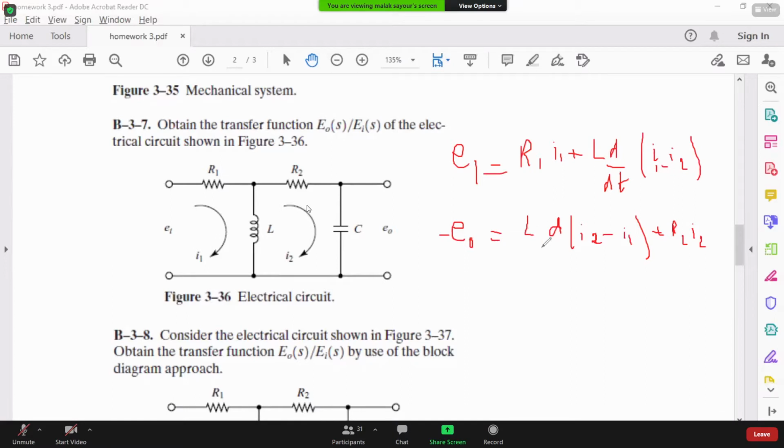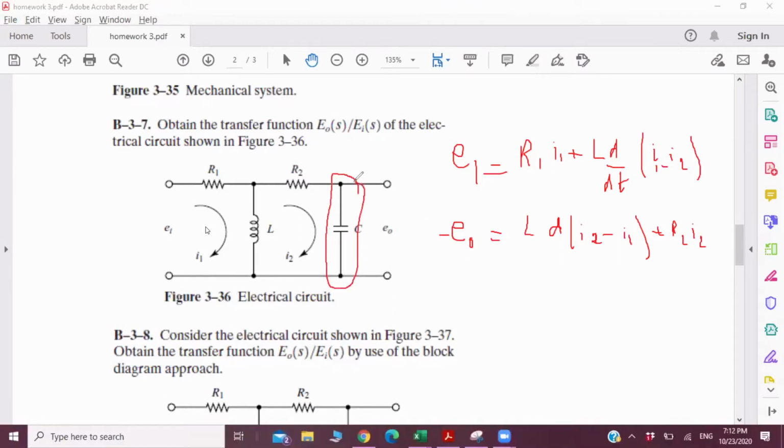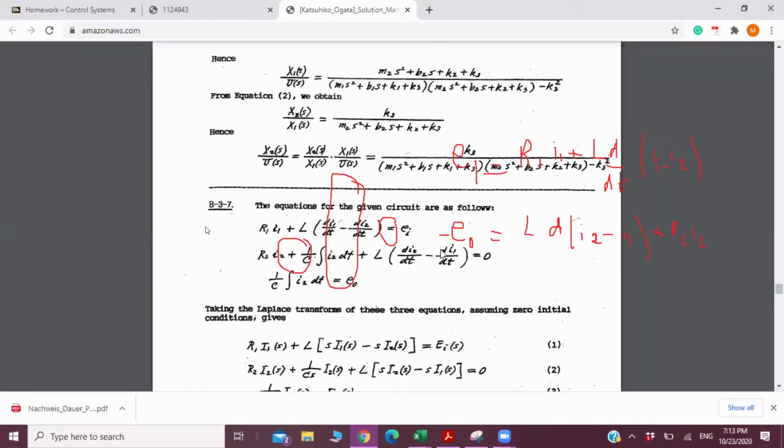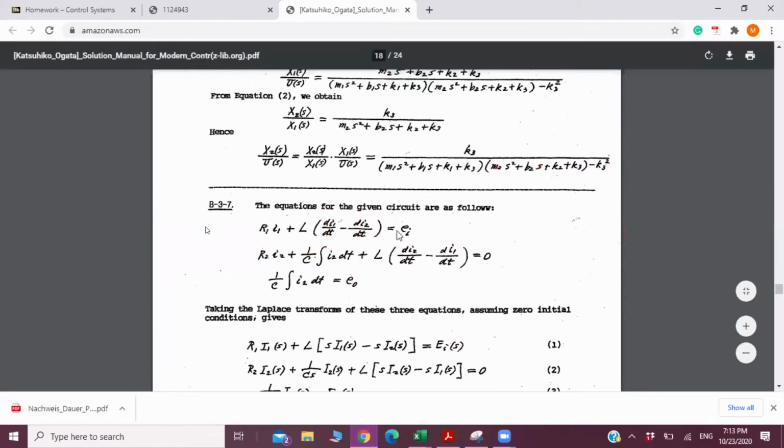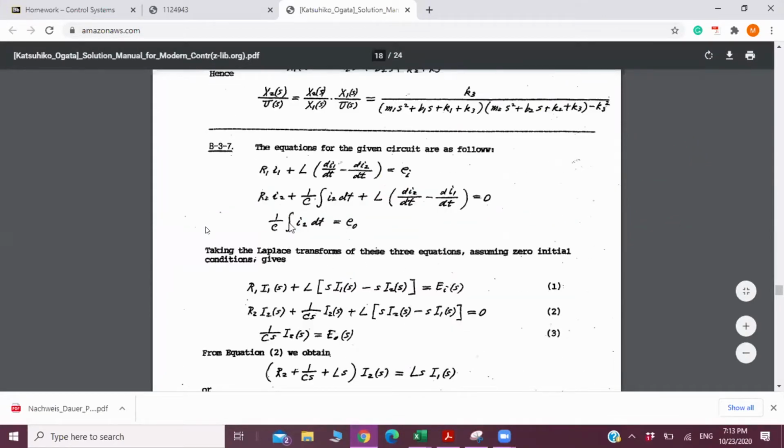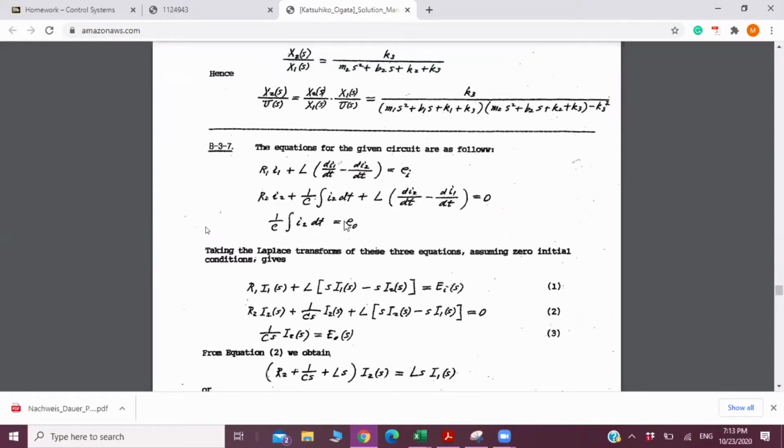I still need an equation. Here we have the linking of I1 with I2 with E in, and here it's linking E out with I1 and I2. We still need one more equation, relating E out and I2. I know the voltage across a capacitor given its current: the voltage is equal to 1 over C integral of I dt. You probably know this from circuits.